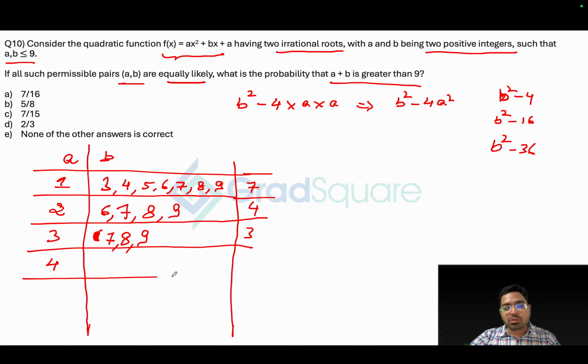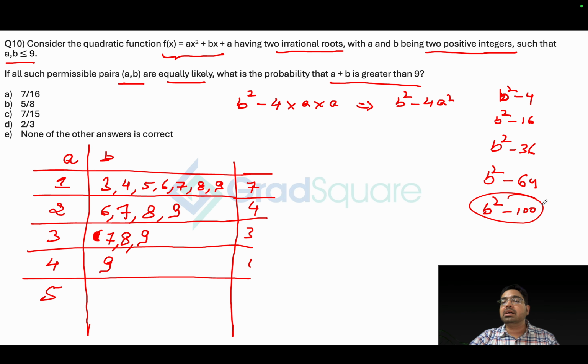Take the value of a as 4. 4² is 16, into 4 is 64. So b² − 64. Of course, b cannot be equal to 8. So the only possible value for b is 9, and hence there is only one pair. Now if you take the value of a as 5, see what really happens. 5² is 25, and 25 into 4 is 100. b² − 100 must be a positive number, and that's not possible for values of b between 1 and 9, right? So how many pairs of values are we looking at? 7 and 4 is 11, and 3 is 14, and 1 is 15 pairs of values.